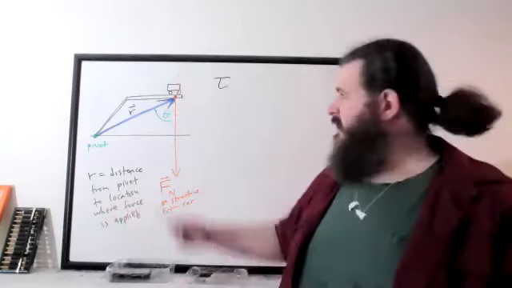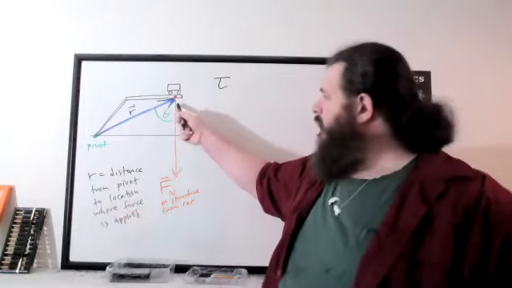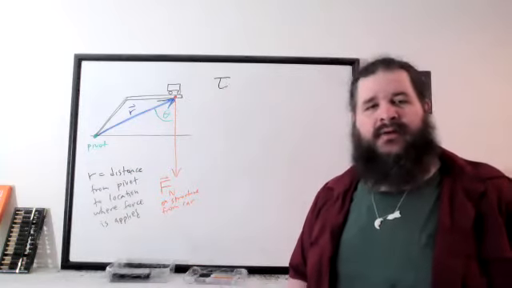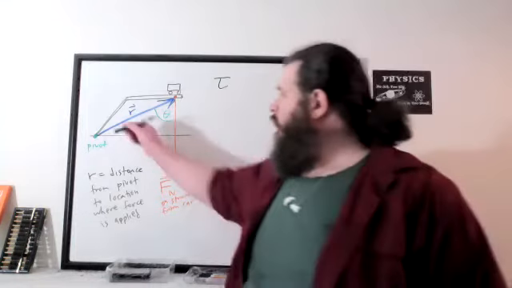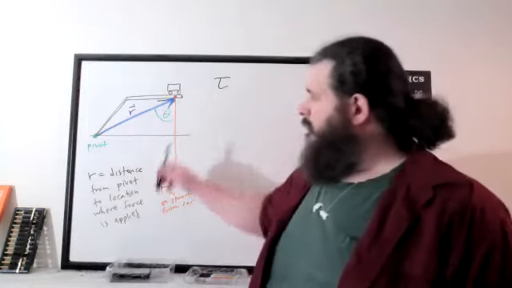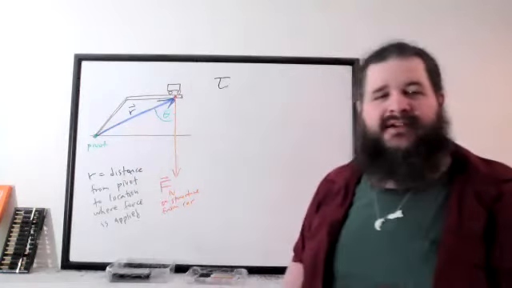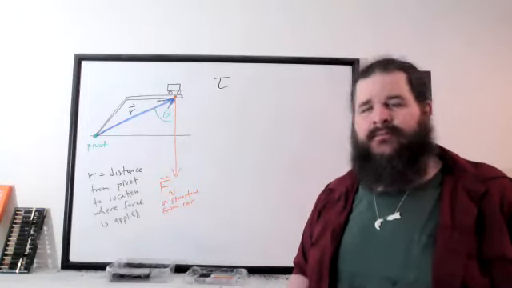So for instance, maybe this location where the car is pushing on the structure happens to be 3 meters away from the pivot point. So the radius would be 3 meters. And it counts as a vector because direction matters. 3 meters to the right and up versus 3 meters straight up versus 3 meters straight to the left. Those are all different locations. So direction does matter here. Radius does count as a vector.